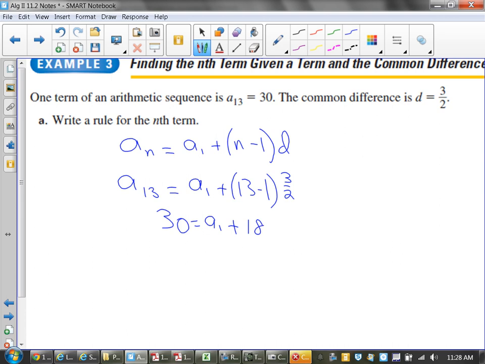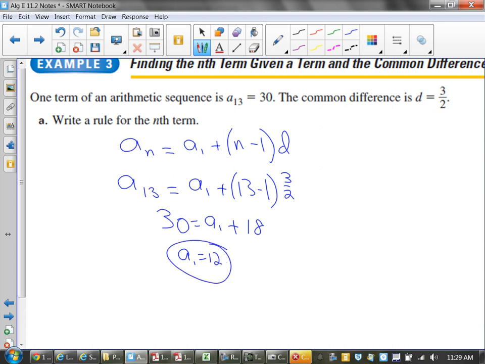18. 12 divided by 2 times 3. Okay? So what's your first term in the sequence? 12. Good. So now you know what your first term is.